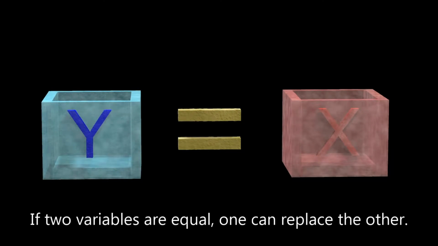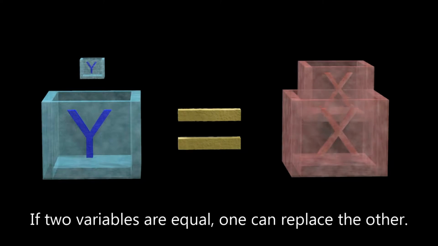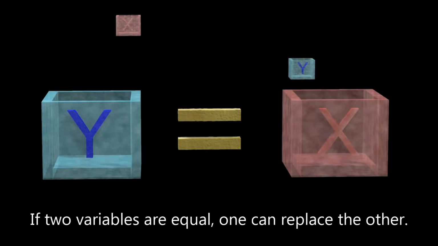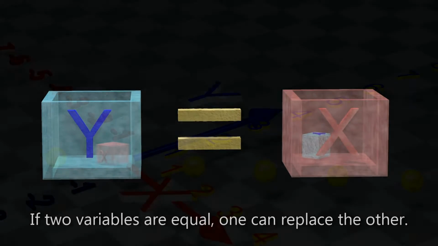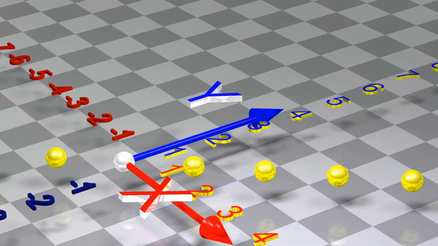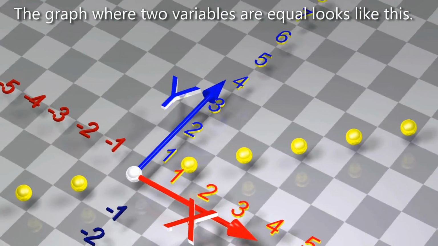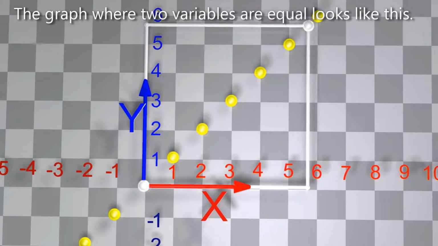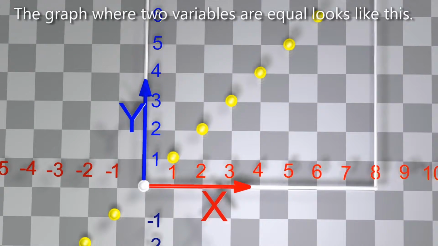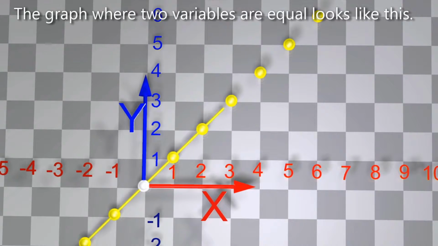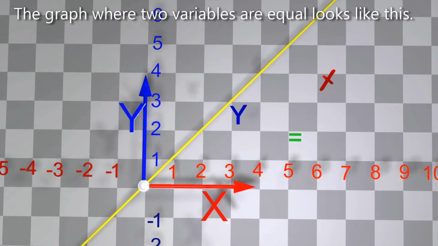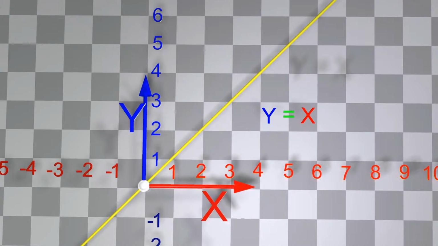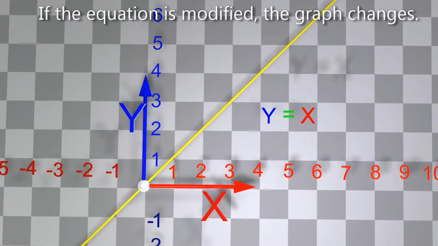If two variables are equal, one can replace the other. The graph where two variables are equal looks like this. If the equation is modified, the graph changes.